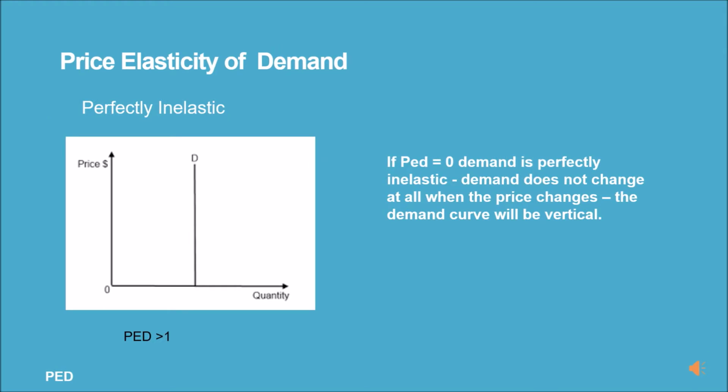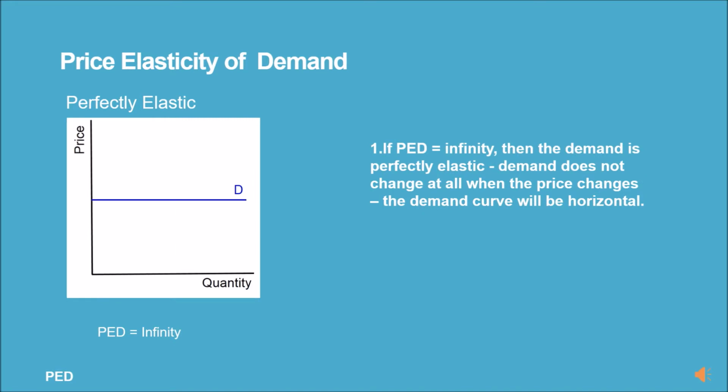If PED is equal to 0, then demand is perfectly inelastic. In such a case, demand does not change at all when the price changes. The demand curve will be vertical. If PED is equal to infinity, then demand is perfectly elastic. In such a case, the price of the good does not change at all output levels. The demand curve will be horizontal.